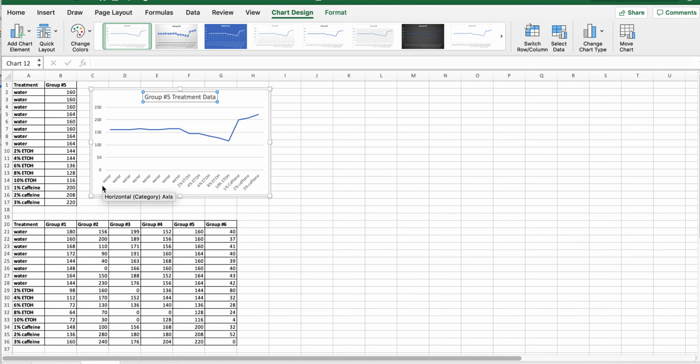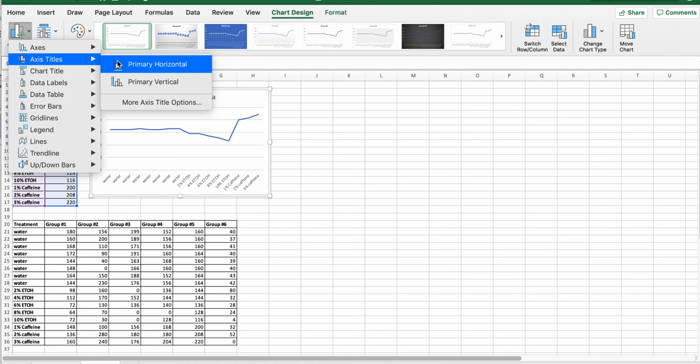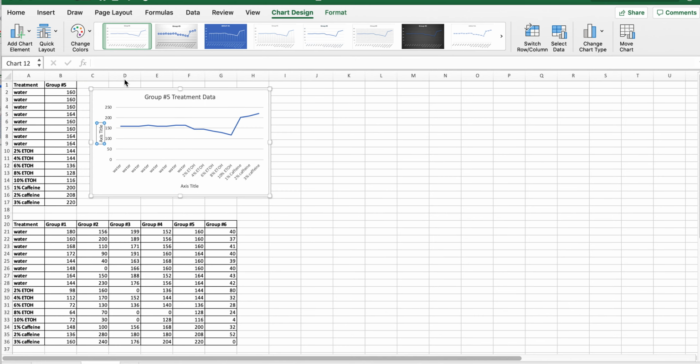And then we can see all the treatments down here, and the heart rates are over here, but they don't have titles, so I'm going to add them in. So add chart element, axis titles, and I'm going to do both the horizontal and the vertical titles. Let's highlight those. This is heart rate in beats per minute, BPMs, and these are the treatments. So that is my data for group 5, and we can see control, the alcohol treatment versus the caffeine treatment and how it affected the heart rate.